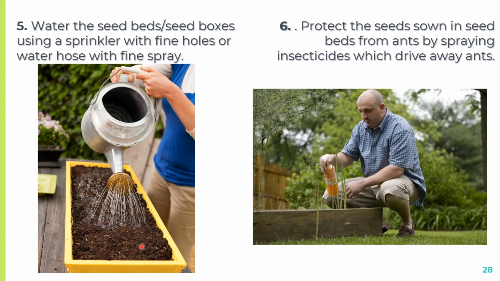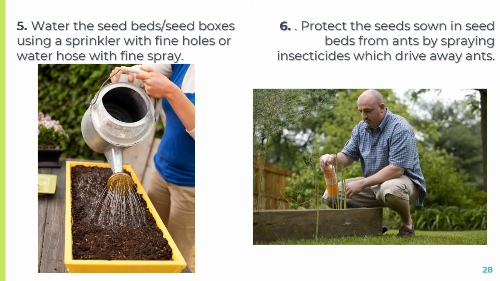And then number 6, protect the seeds sown in seed beds from ants by spraying insecticides which drive away ants. In the case of seed boxes, let the legs of the seed boxes stand in cans filled with water and a little petroleum to prevent the ants from reaching the seed boxes.